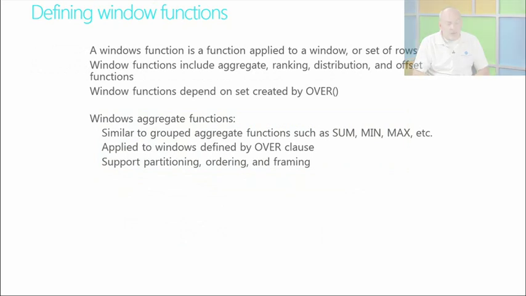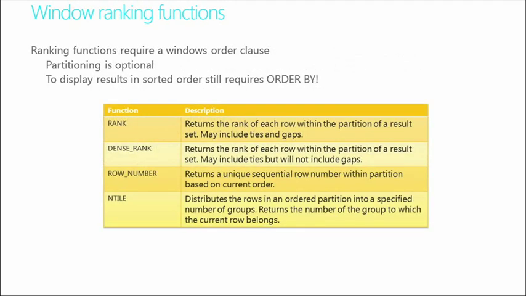How do we use this? We created a Windows function. It's applied to a window or set of rows. As we saw, it can include aggregate, ranking, distribution, even offset functions that we introduced earlier on. These are similar to grouped aggregate functions such as your SUM, your MIN, your MAX. They're applied to windows defined by the OVER clause, the OVER in uppercase, so we can recognize that as a clause that we can use when we're working with Windows functions. And they support partitioning, ordering, and framing of content in the Windows world.